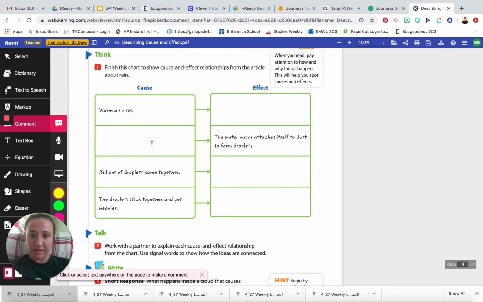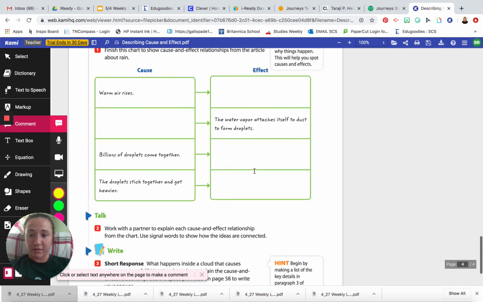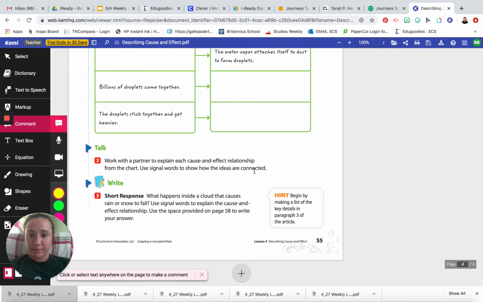Here, the cause is missing. The effect is that water vapor attaches itself to dust to form droplets. What happens that causes the water vapor to attach itself to dust to form droplets? You're going to write that here. You're going to fill out this whole chart this way. Then, similarly to how we did above, you're going to work with someone else, maybe a parent, or if you're just there by yourself, you are going to try to explain each cause and effect relationship from the chart. Use signal words to show how the ideas are connected.